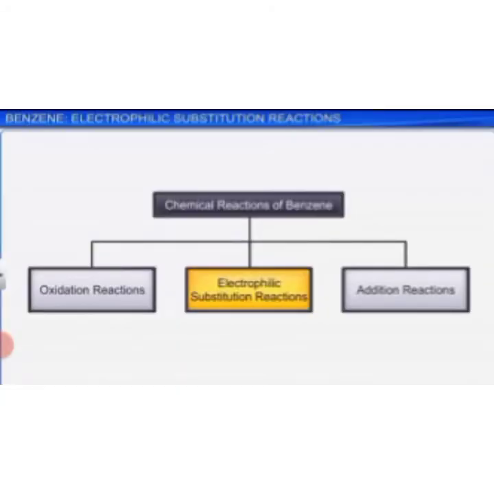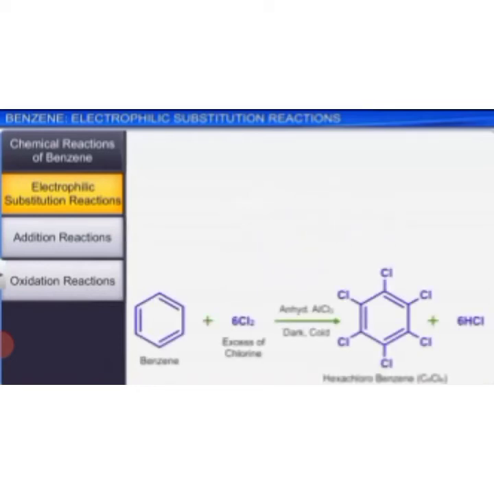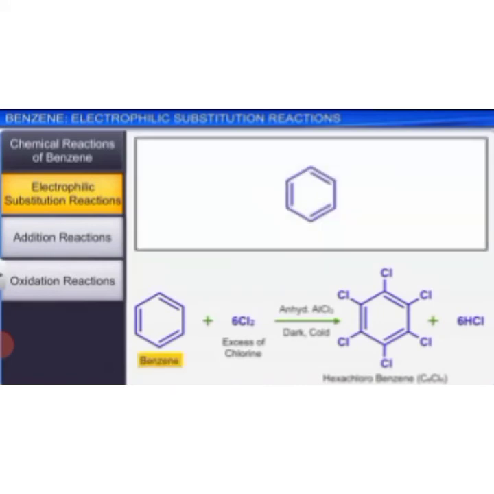Note that during electrophilic substitution reactions, if an excess of electrophilic reagent is used, then further substitution reaction may occur in which the other hydrogen atoms of benzene may also be successively replaced by the electrophile. For example, benzene, on treatment with an excess of chlorine in the presence of anhydrous aluminium chloride in the dark, gives hexachlorobenzene.